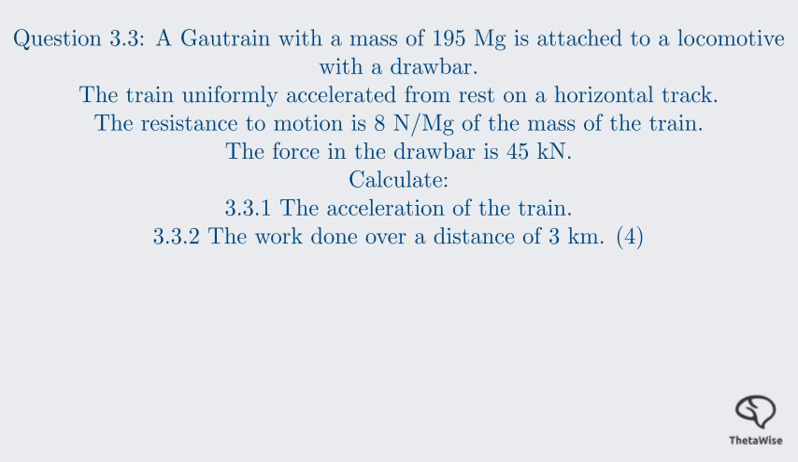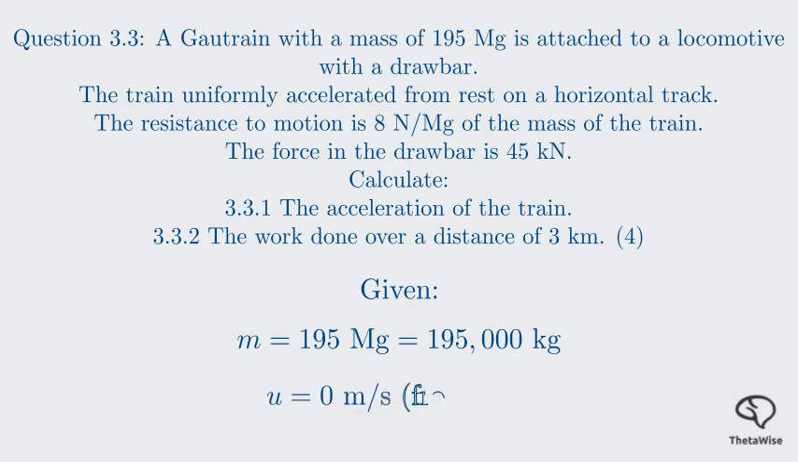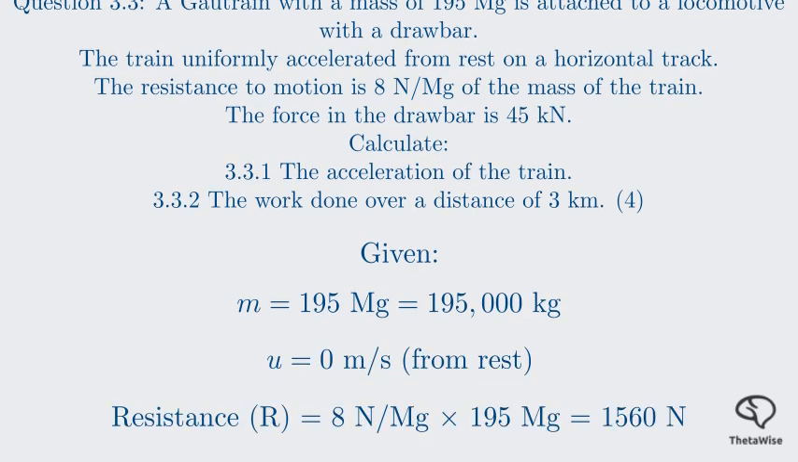Again, let's list our givens. We have the mass of the train, m, which is 195 megagrams. A megagram is 1,000 kilograms, so that's 195,000 kilograms. The train starts from rest, so its initial velocity, u, is 0. The resistance to motion, r, is 8 newtons for every megagram of mass, so we multiply 8 newtons by 195 megagrams to get 1560 newtons. Finally, the pulling force from the drawbar F is 45 kilonewtons, which is 45,000 newtons.